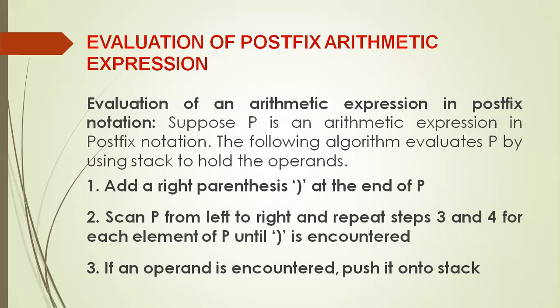So what you do is put a right parenthesis at the end of the arithmetic expression P. Whatever arithmetic expression is given to you, at the end of the expression you add a right bracket to indicate when to stop evaluation. Next, you scan the arithmetic expression P from the left side till you reach the right parenthesis. In an arithmetic expression, operands may be present and operators may be present. So we have to do something if an operand comes, and something else if an operator comes.